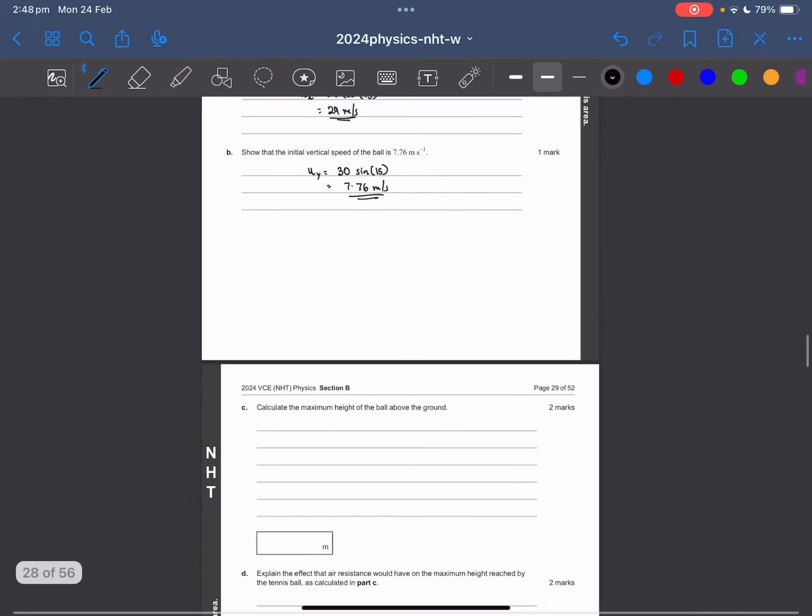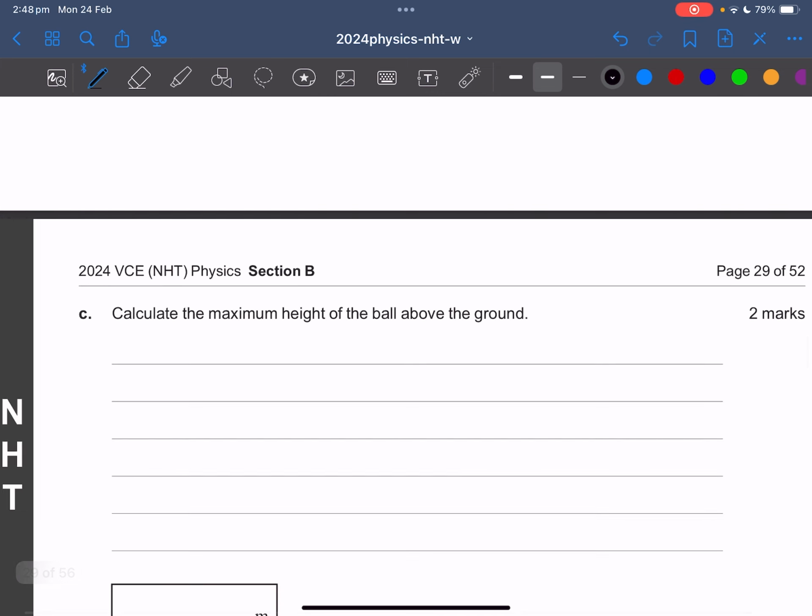All right. Okay, so calculate the maximum height of the ball above the ground. So we can just use the suvat equation. We can use vy squared is equal to uy squared plus 2ay times sy, right? And we are finding the maximum height. So we are finding this over here. Okay, so let's make that the subject. So sy is equal to vy squared, take away uy squared, divided by 2 times ay.